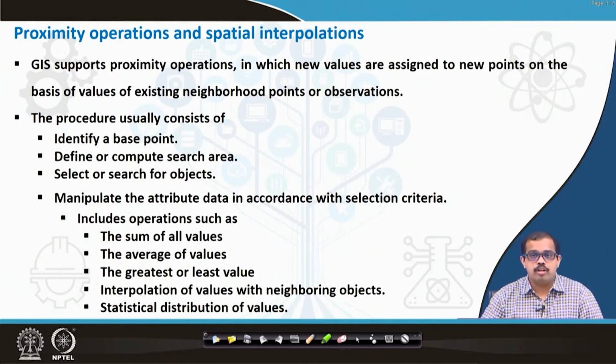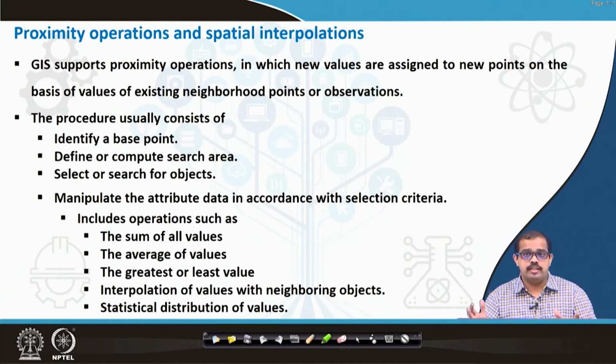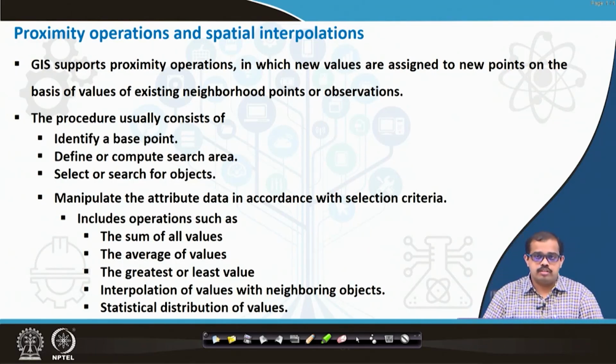Then there is a proximity operation. Proximity operations and spatial interpolations are very well known tools in any spatial GIS. GIS supports proximity operations in which new values are assigned to new points on the basis of the value of the existing neighborhood points or observations. For example, you have 10 meteorological stations and you want to represent the rainfall in the entire region, so you collect all the 10 values from the 10 meteorological stations.